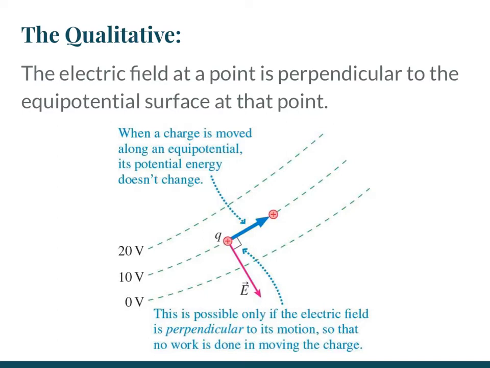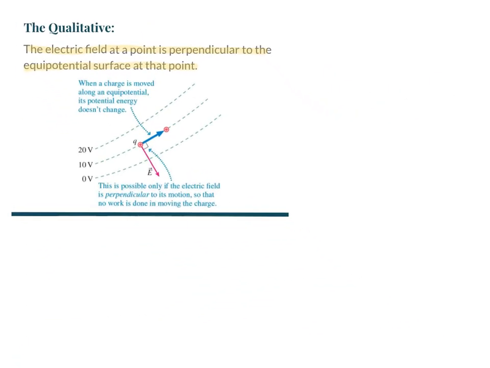The qualitative part involves looking at the potential lines and the electric field lines, and seeing how they're related directionally. Later we'll look at the mathematical part for how they're related quantitatively. The biggest thing you need to know is that the electric field at a point is perpendicular to the equipotential surface at that point. We can look at the reasoning behind it real quick.